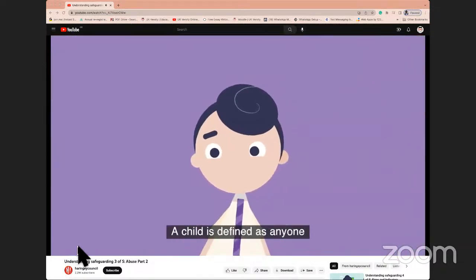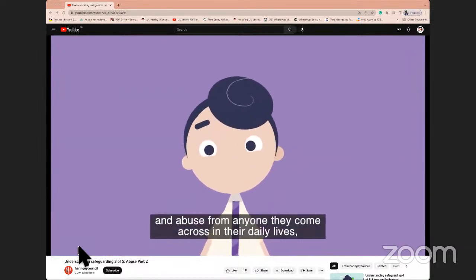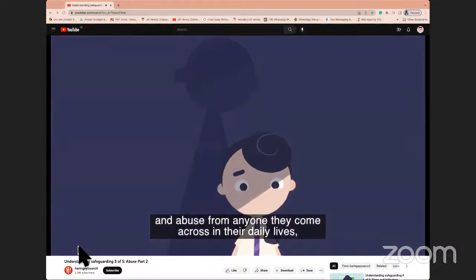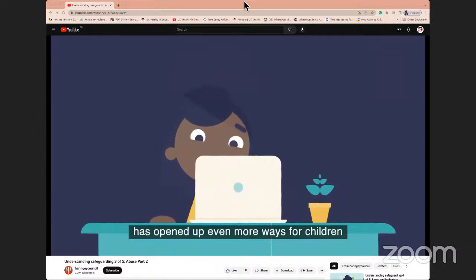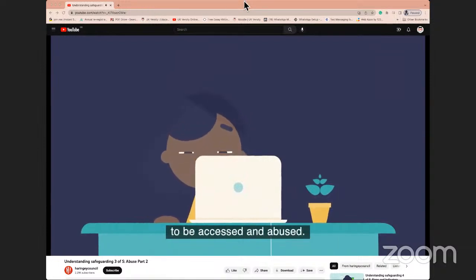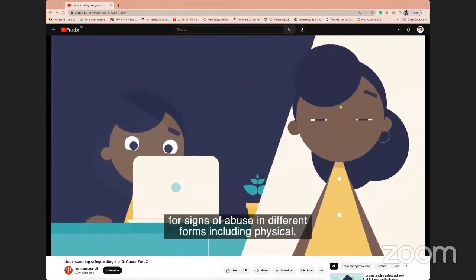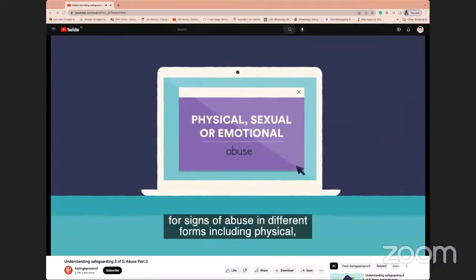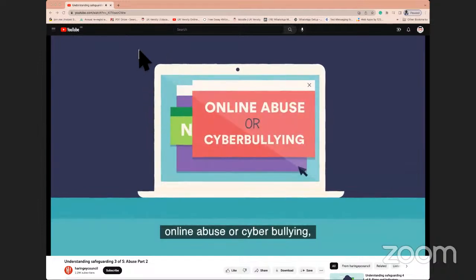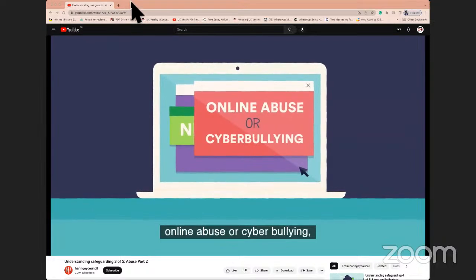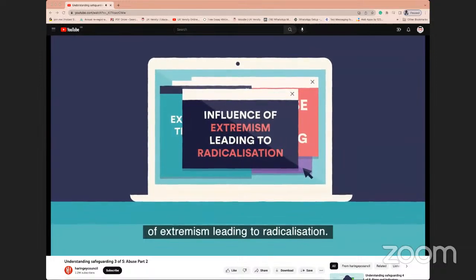A child is defined as anyone who hasn't yet reached their 18th birthday. Children can be vulnerable to neglect and abuse from anyone they come across in their daily lives, including their own families. The rise of the internet and social media has opened up even more ways for children to be accessed and abused. So it's important to be even more vigilant than ever before for signs of abuse in different forms, including physical, sexual or emotional abuse, neglect, online abuse or cyberbullying, sexual exploitation, or the influence of extremism leading to radicalization.